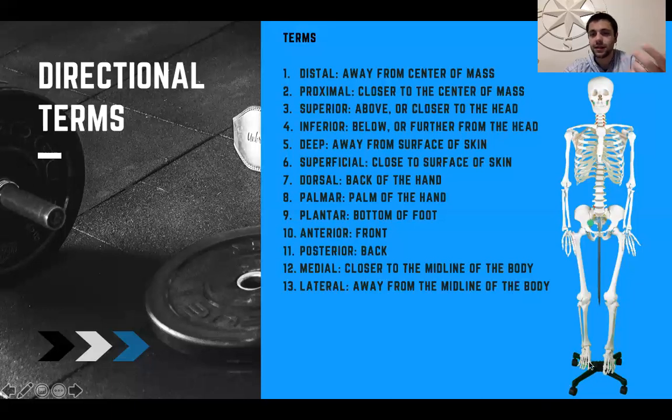So let's compare my tibia and my fibula. Looking at the midline of the body, my tibia is more medial than my fibula. My fibula is more lateral than my tibia, because my fibula is a bit farther away. Same idea with our radius and ulna. I'm sorry, this is my ulna here. My ulna is more medial compared to the radius. My radius is more lateral compared to my ulna.